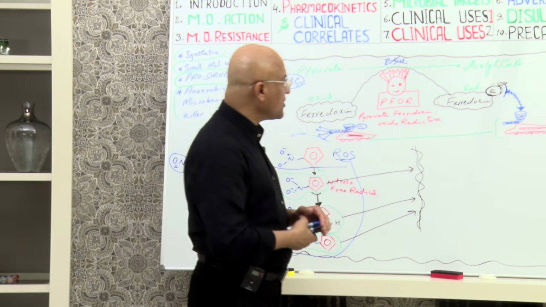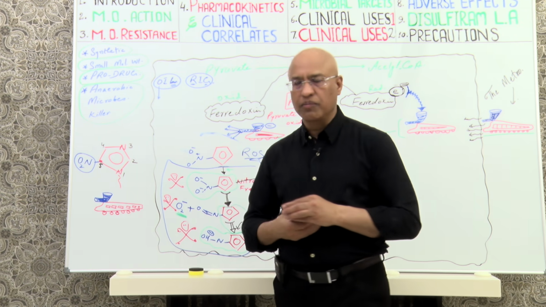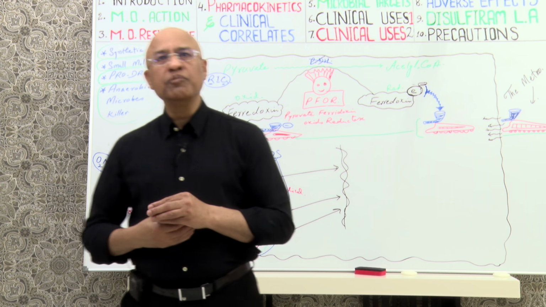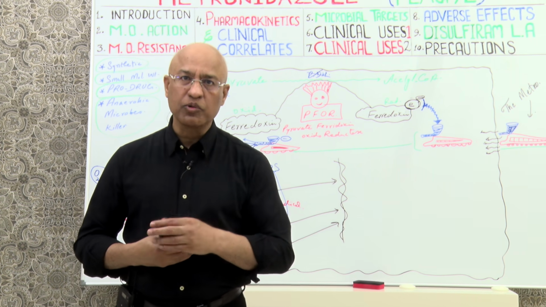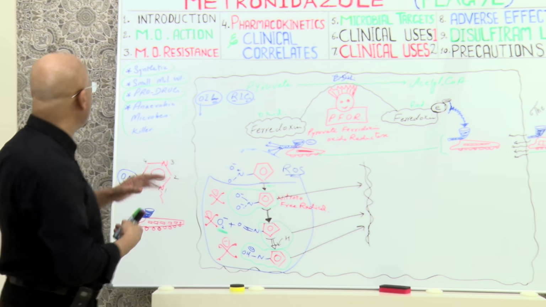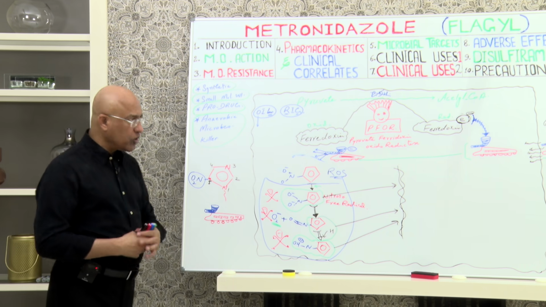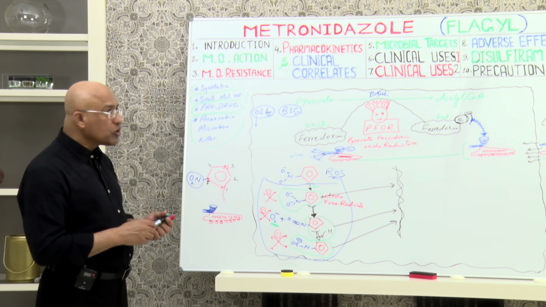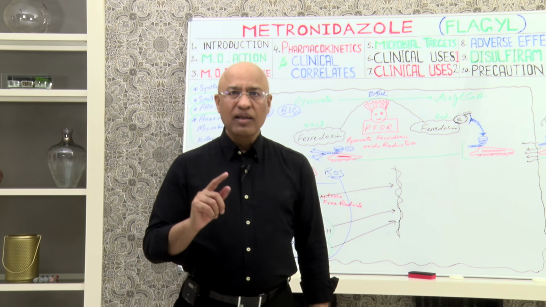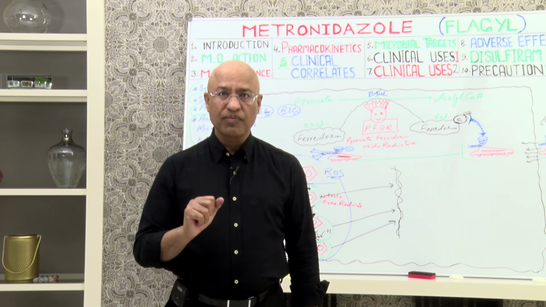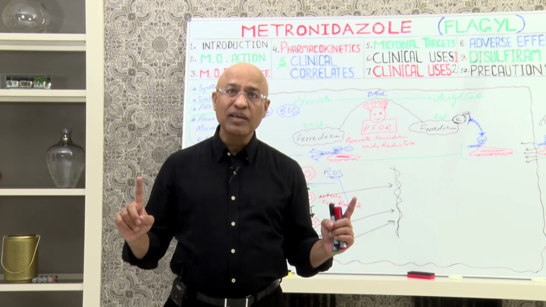Now we come to this thing, that susceptible organisms, which are anaerobic organisms, in some situations become resistant to metronidazole. So now we are going to talk about the mechanism of resistance to metronidazole. Here I want to say the good news is that anaerobic bacteria have resistance to metronidazole very rarely. What I'm saying?